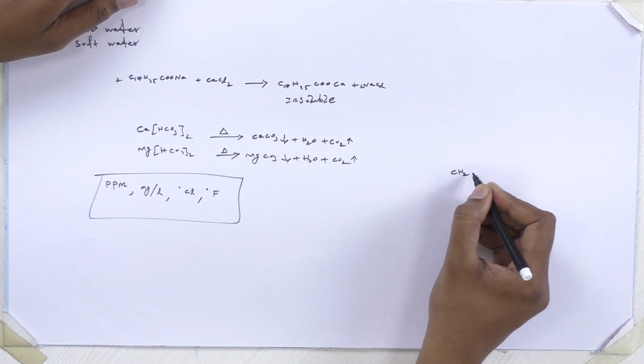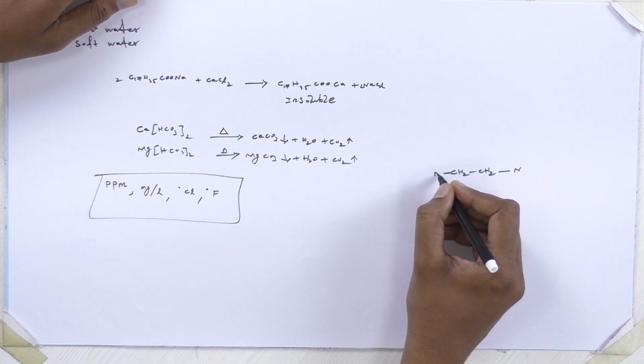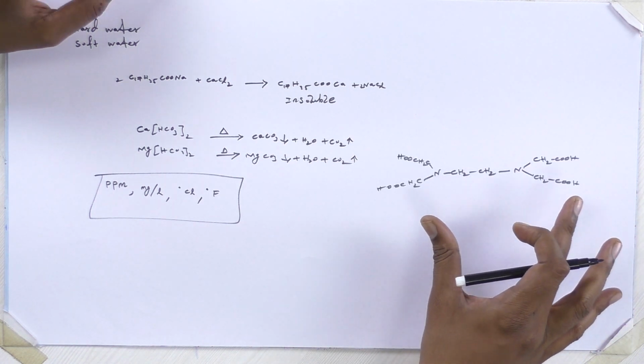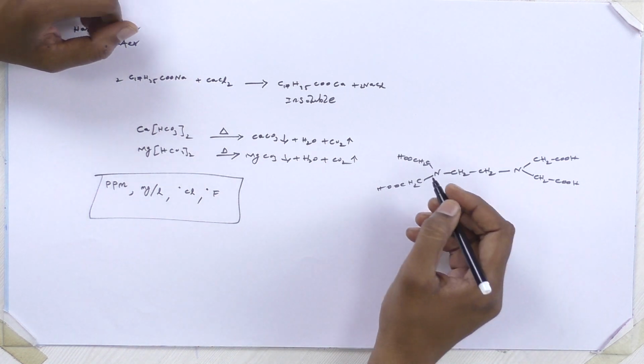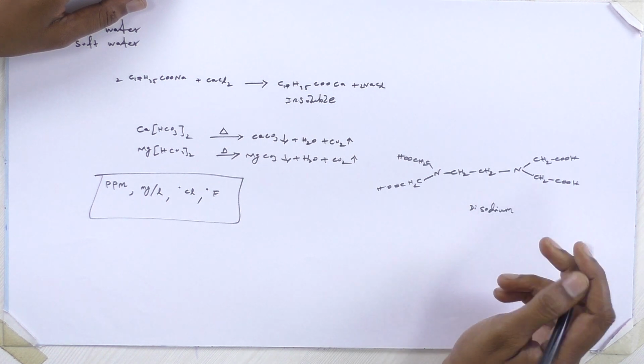Next, we are going to discuss how to estimate the hardness of water. The hardness of water is estimated by the EDTA method. I think you know about EDTA. EDTA is nothing but ethylene diamine tetraacetic acid. This is ethylene diamine tetraacetic acid. Actually, this is not soluble in water, but the disodium salt form of EDTA is soluble in water.